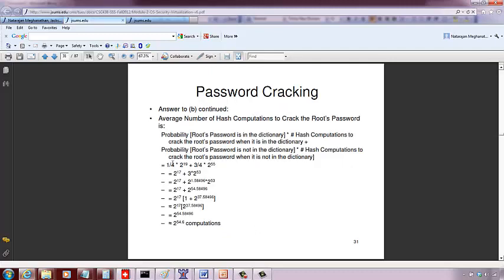So 1/4 times 2 to the 19 is the number of hash computations you do on average to crack the password from the dictionary, and this is the number of hash computations you do if the password is not from the dictionary.